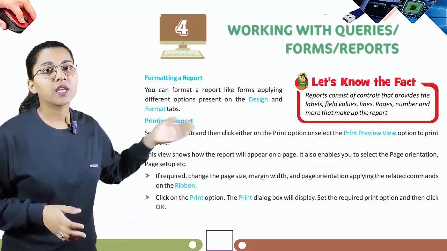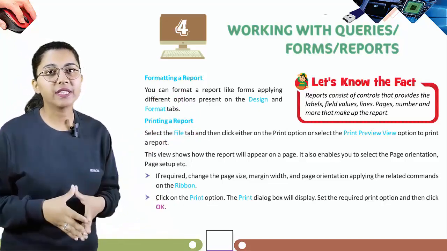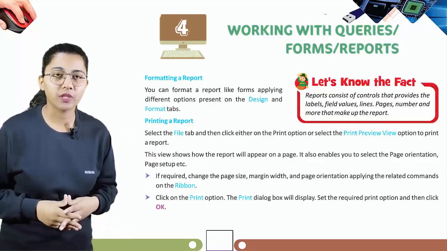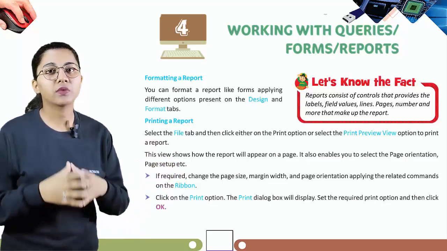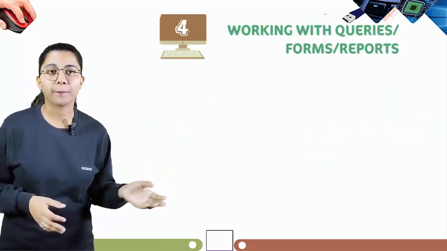Here we have some points. If required, change the page size, margin, width and page orientation, applying the related commands on the ribbon. Next, click on the print option. The print dialog box will display. Set the required print options and then click OK.